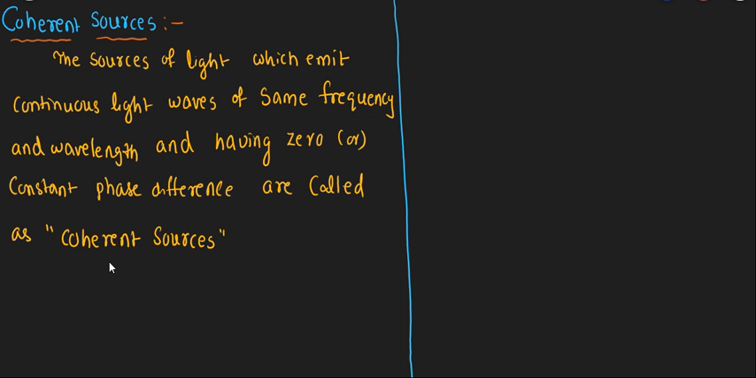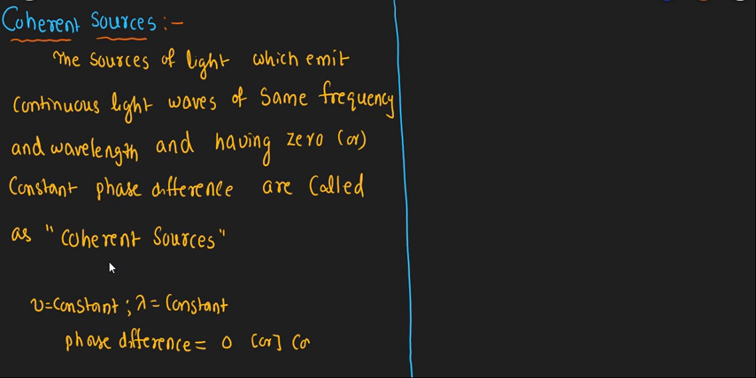Now let us see what the conditions for coherent sources are. If the sources emit light with the same frequency, that means the frequency should be constant and the wavelength of the light also constant. One more condition is the phase difference between the two light waves. What is phase difference? The difference in the phase angles. The phase difference should either be zero or constant. These are the conditions for coherent sources.